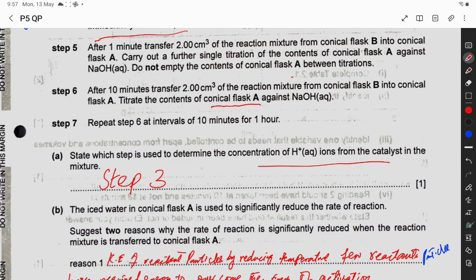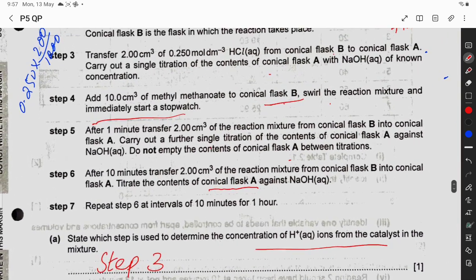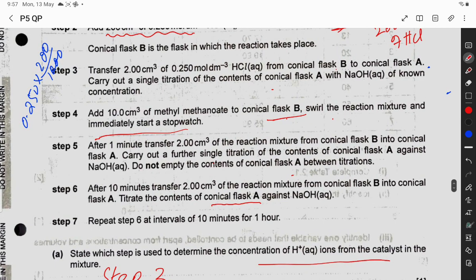State which step is used to determine the concentration of H+ ions from the catalyst in the mixture. Step 3. Because in this step 2 centimeter cube of 0.250 HCl from flask B is transferred to conical flask A, and a single titration of conical flask A is carried out with sodium hydroxide.